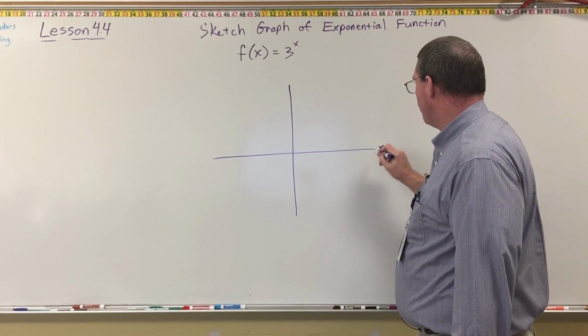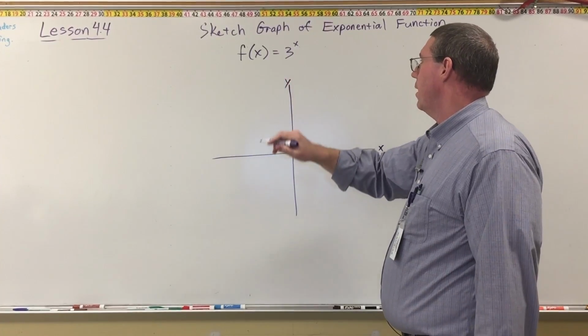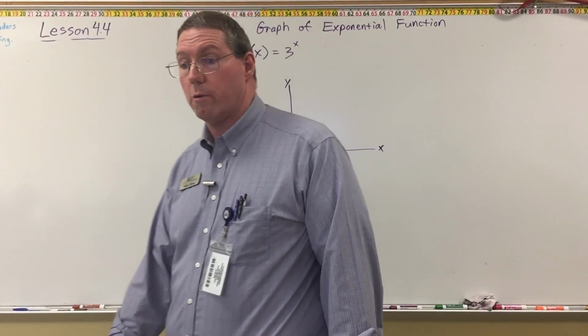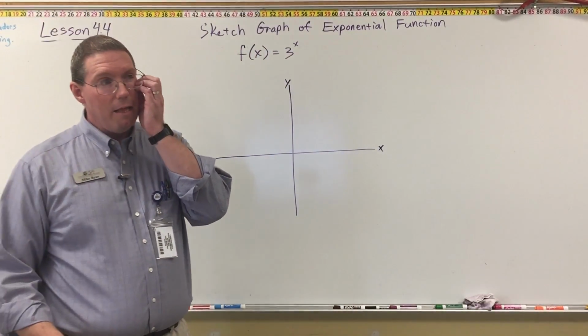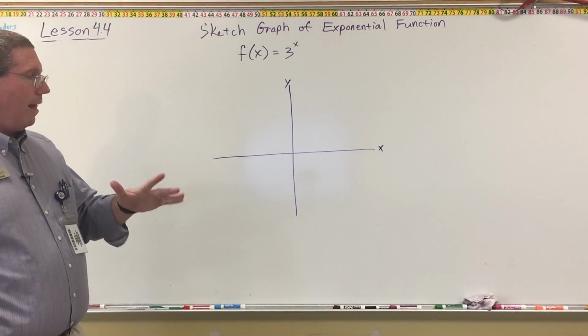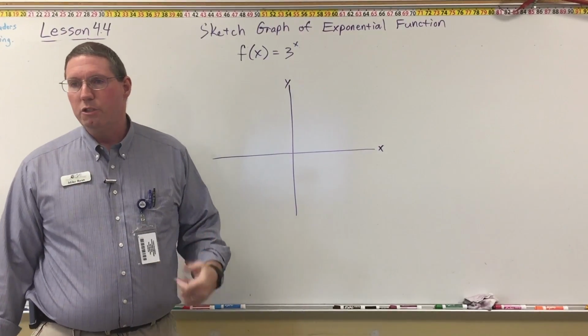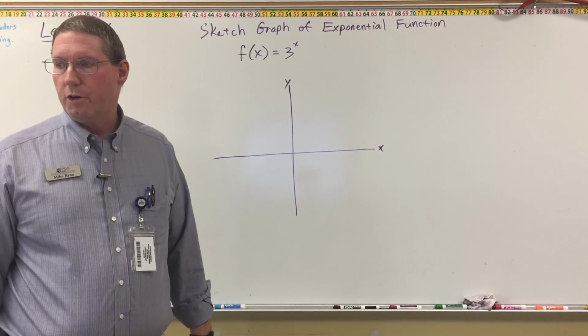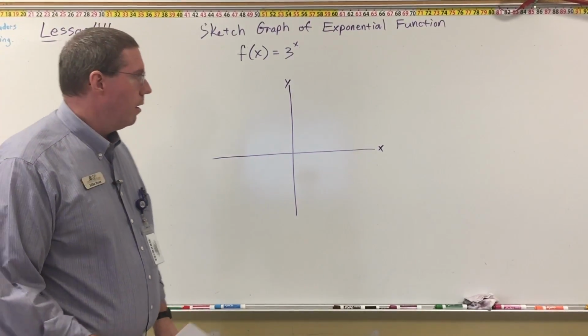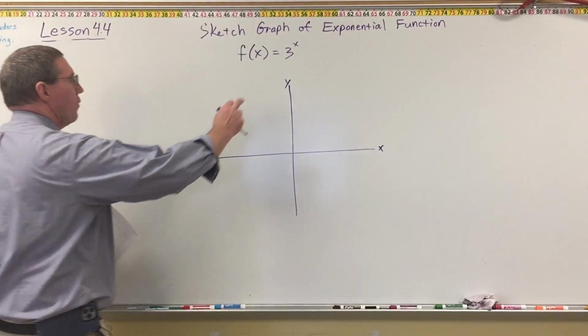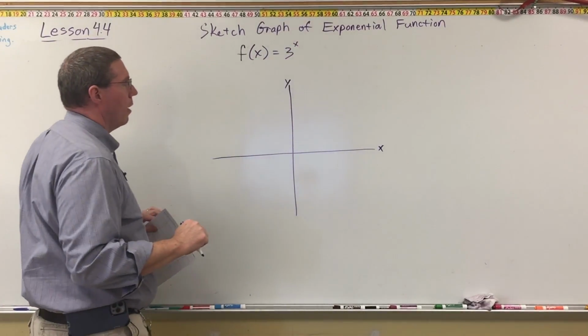Now, there is something important on here. I think we should be putting the x and the y label, because one element of this graph looks a lot like the x-axis, and I need you to know the difference when you're graphing them, okay? All right, so we want to graph 3 to the x power, okay?